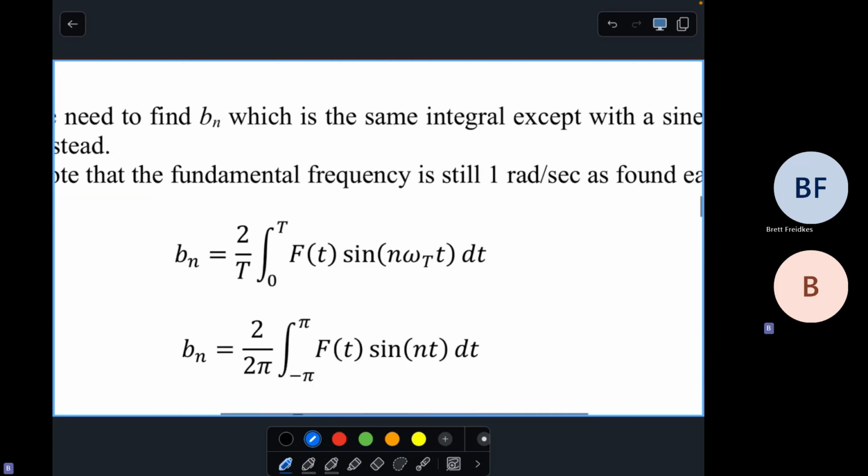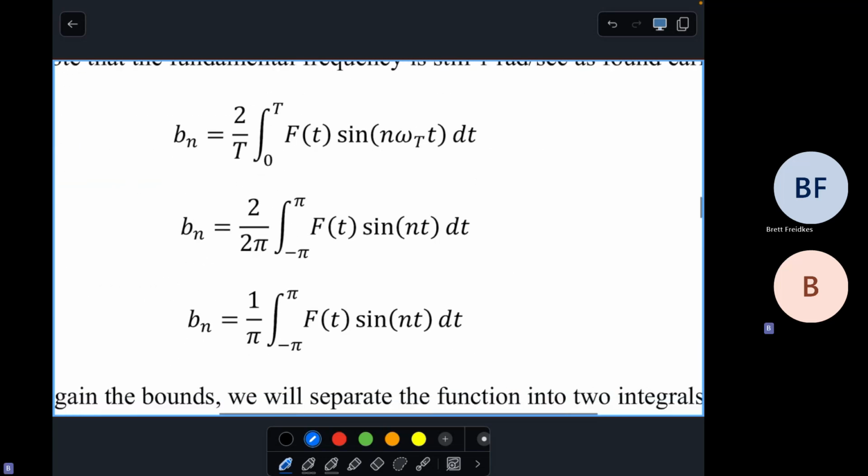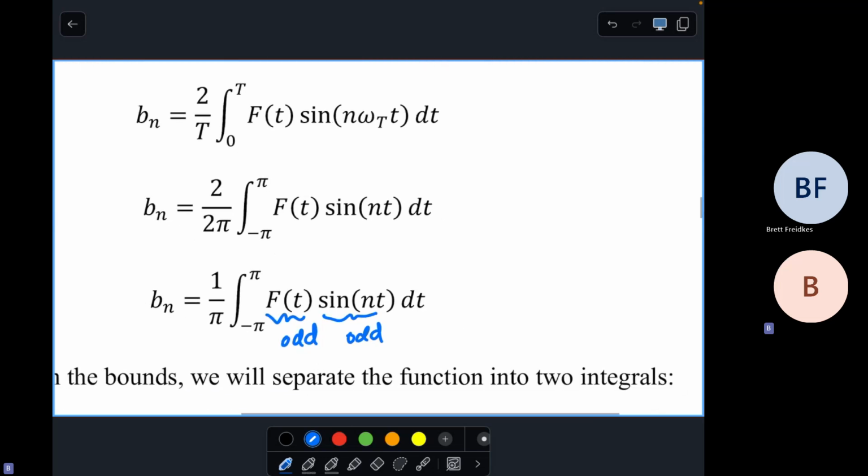Now, let's say we have this integral here. f of t, we said, was odd. What is sine? Odd. So I say even. Don't do that. So what's the product? Odd times odd is even. So if I have 1 over pi, the integral from negative pi to pi of an even function, how can I simplify this to make my integration easier?